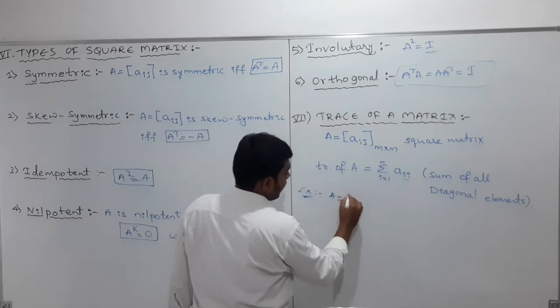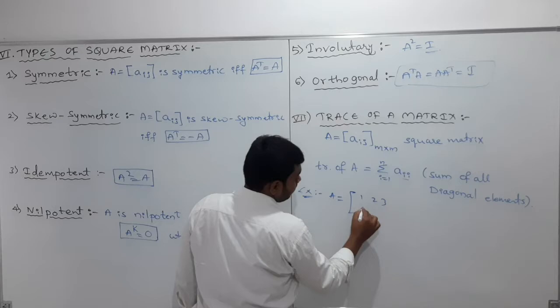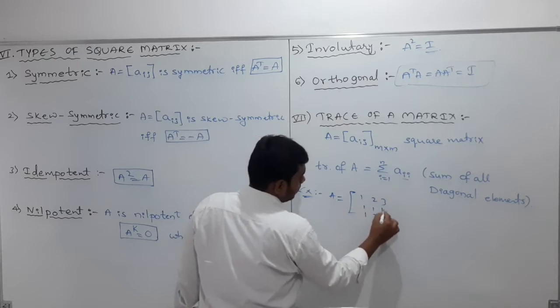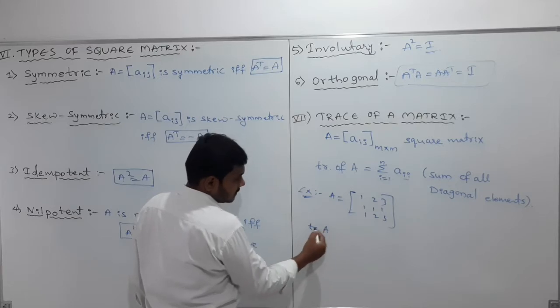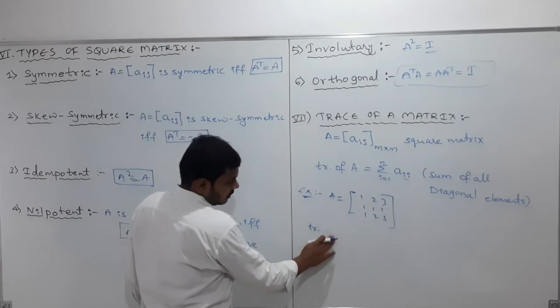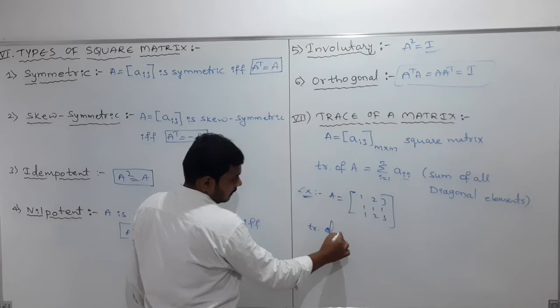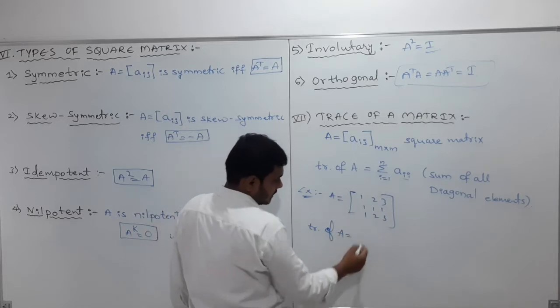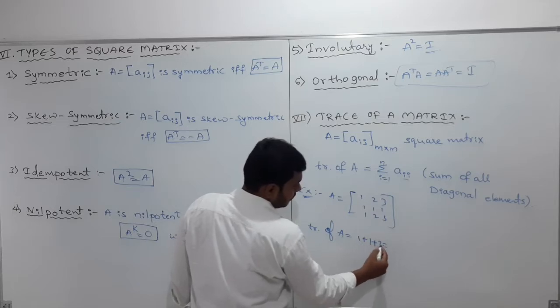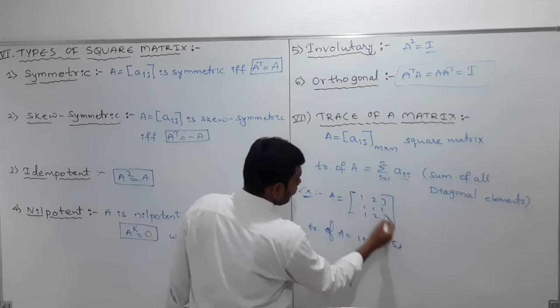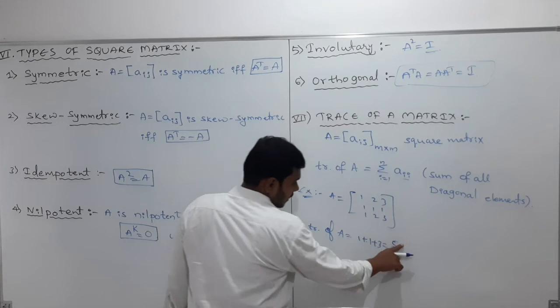If you want, you can take the example here. If I have a matrix 1 2 3, 1 1 1, 1 2 3, then trace of A is denoted like this. The symbol we usually write is tr, trace of the matrix A. What is the trace of matrix A? Trace of matrix A is nothing but 1 plus 1 plus 3, so that is nothing but 5. This is the trace of the matrix A, my dear students.